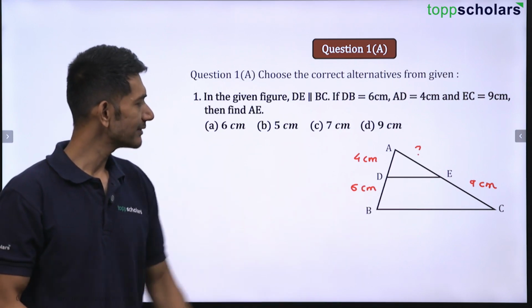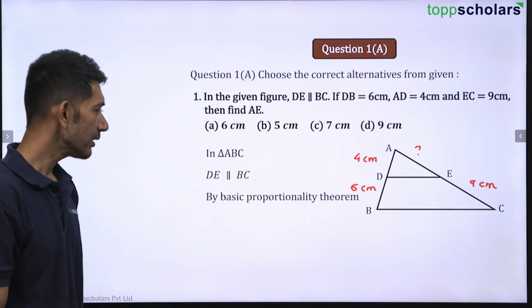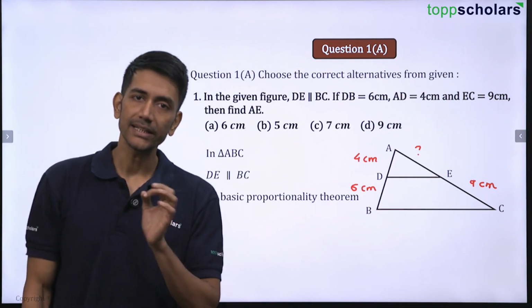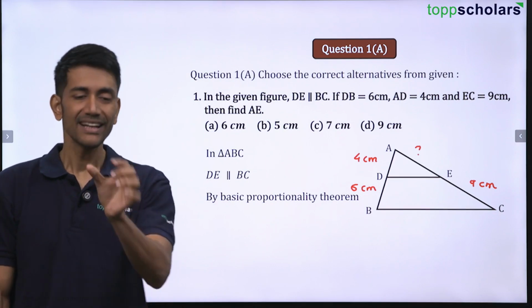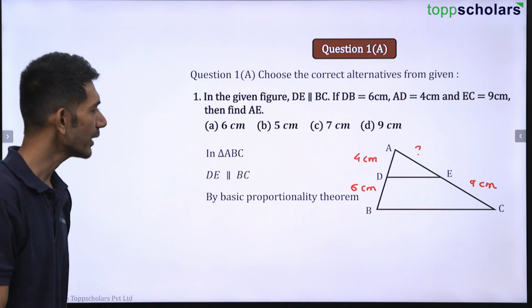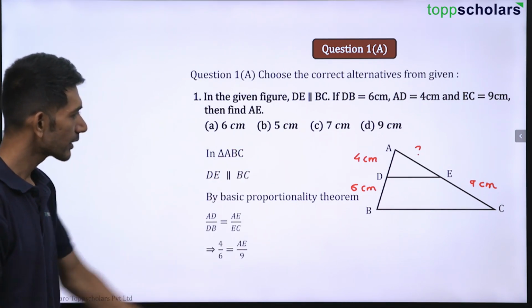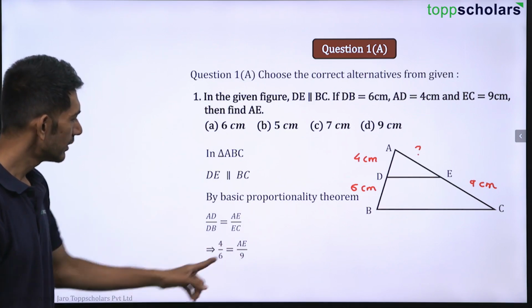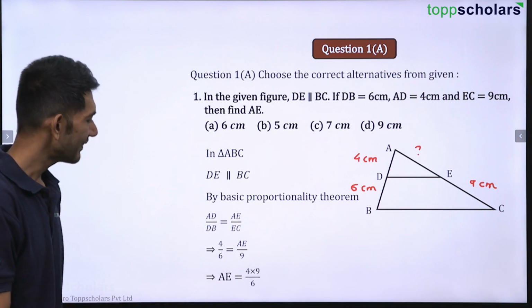We know that the two lines are parallel. So what is the concept that we are going to apply? DE is parallel to BC. So by basic proportionality theorem, that is, in a triangle, if a line is parallel to one of the sides, then it divides the other two sides in equal ratio. That is, AD by DB is equal to AE by EC. Correct? Put the values: 4 by 6 is equal to AE by 9. Cross multiply, 9 into 4 by 6, and then you can solve it further.